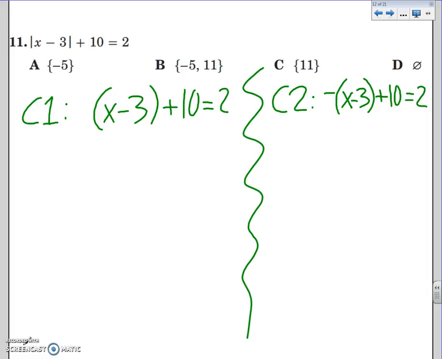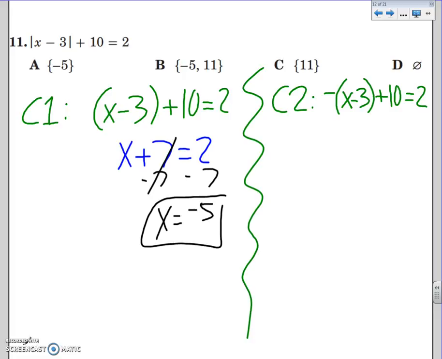I already know what the answer is going to be. Okay, well, let's do the math. That parentheses doesn't matter, combine like terms. X plus 7 equals 2. Distribute this -1. Combine like terms.